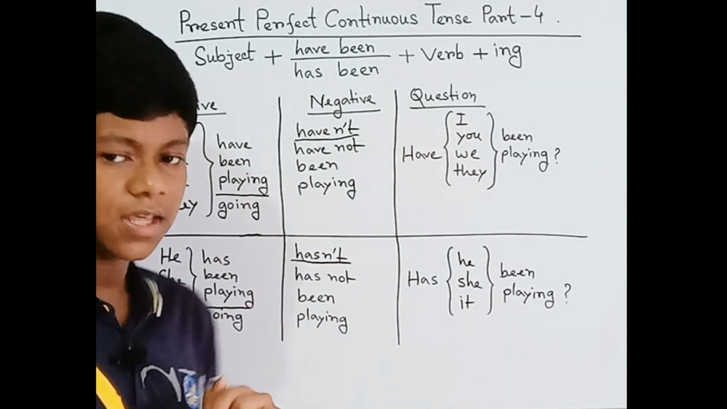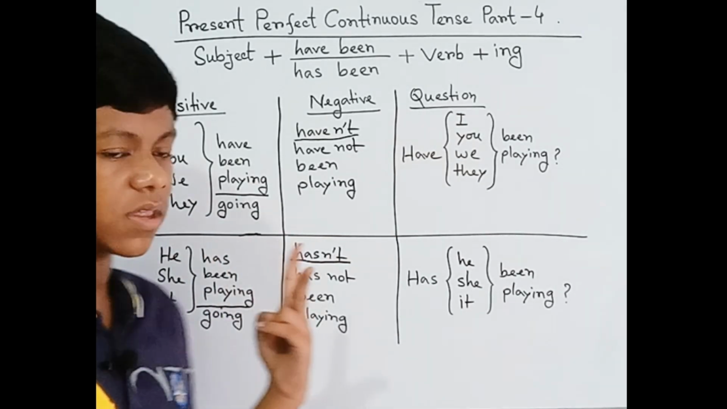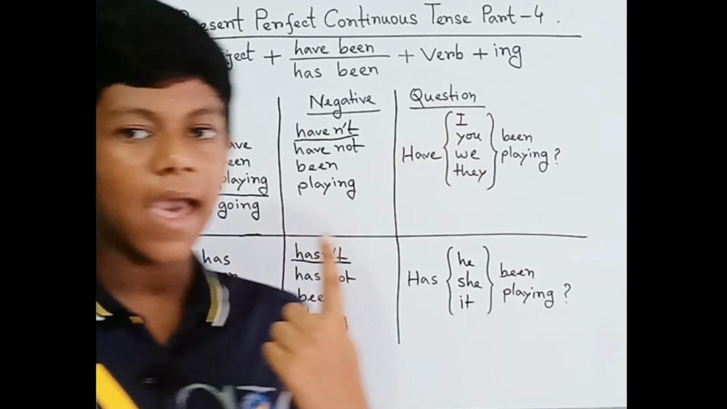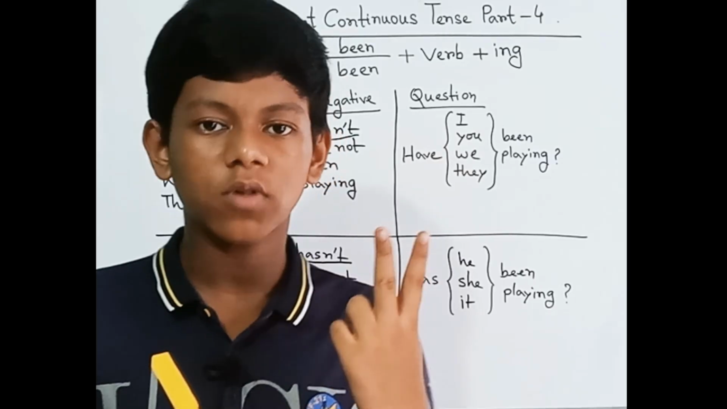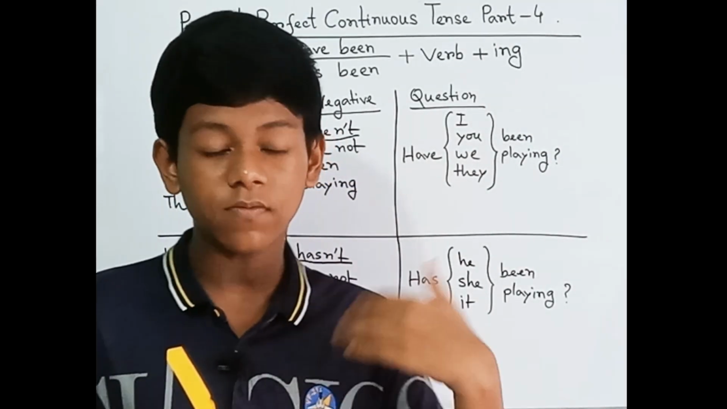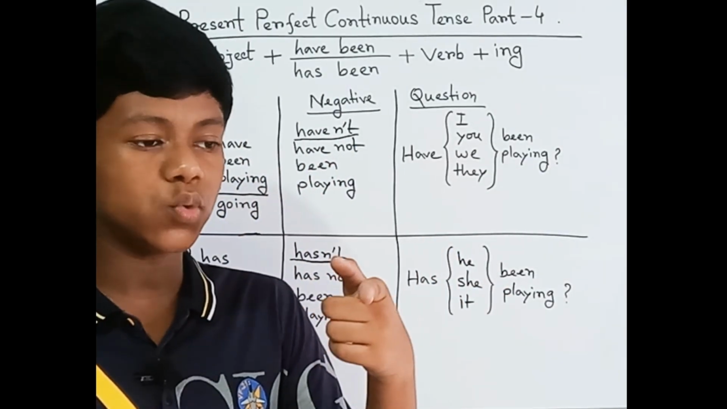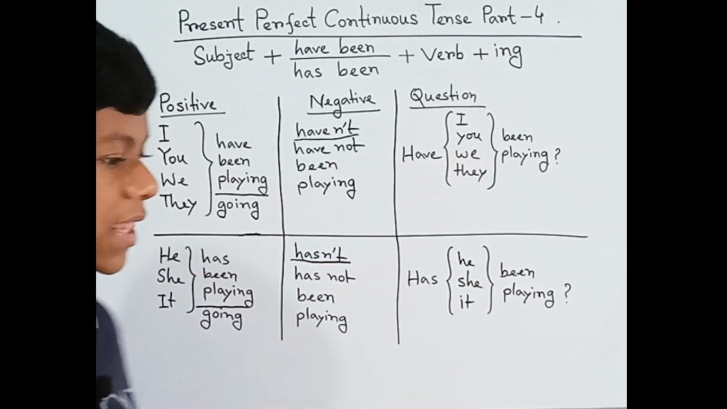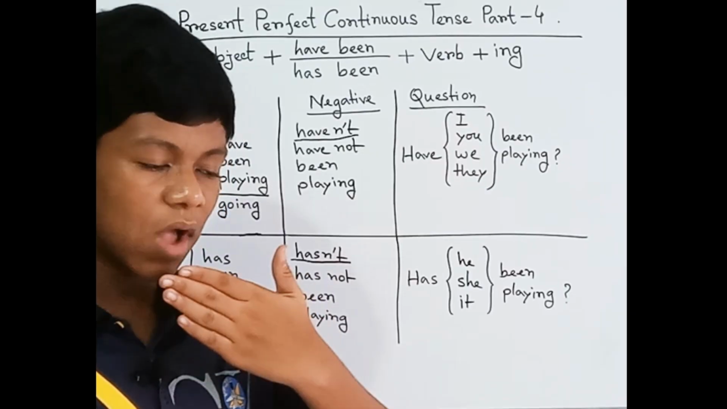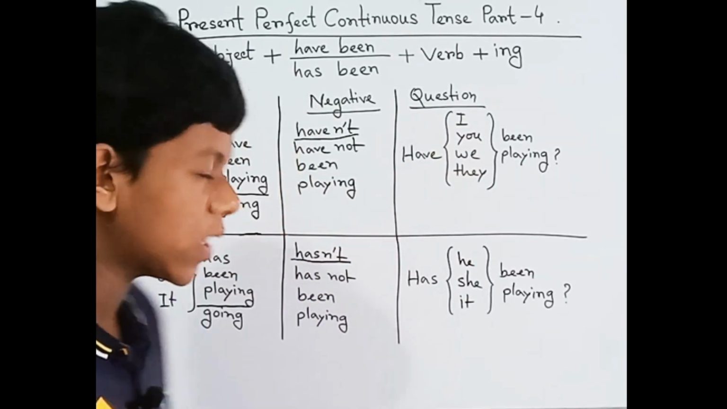What does it mean? In the positive, we can use both kinds of verbs, irregular and regular verbs. Even though irregular verbs change a little bit in verb 2 or verb 3, in this tense the structure is the same as with regular verbs. So let's see, then you can get it.